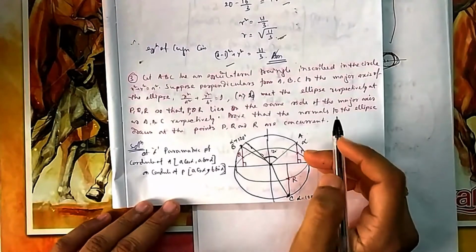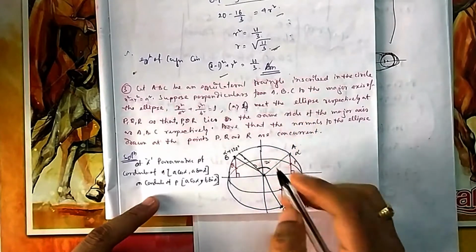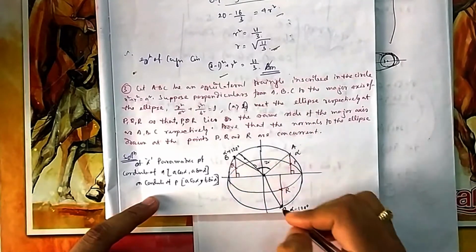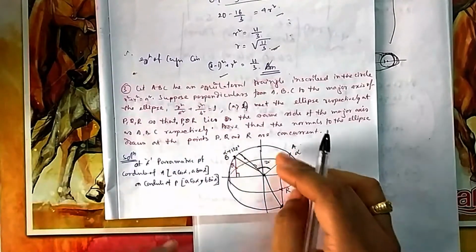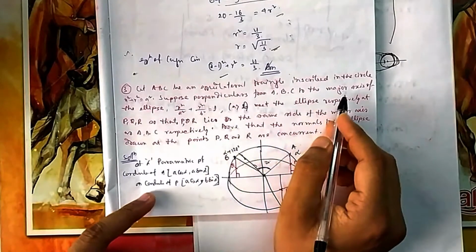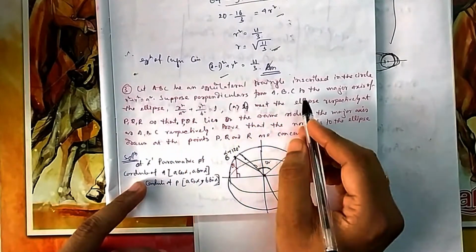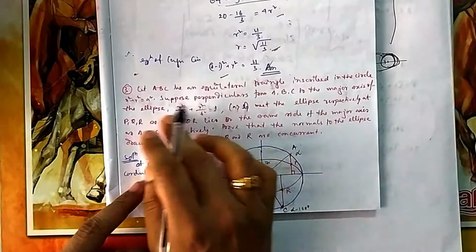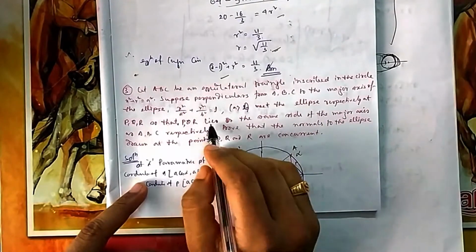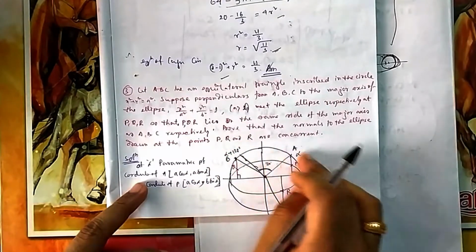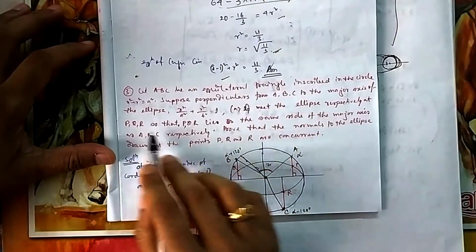Now if you come to question number 3, let ABC be an equilateral triangle inscribed in the circle. So it is a circle, ABC, that is inscribed. You have to read the whole question because lots of orientations are required. Suppose the perpendiculars from ABC are drawn to the major axis of the ellipse. So you can draw a perpendicular here, here, and here. Let A be greater than B, that's why the ellipse looks like this. The perpendiculars meet the ellipse respectively at P, Q, R.